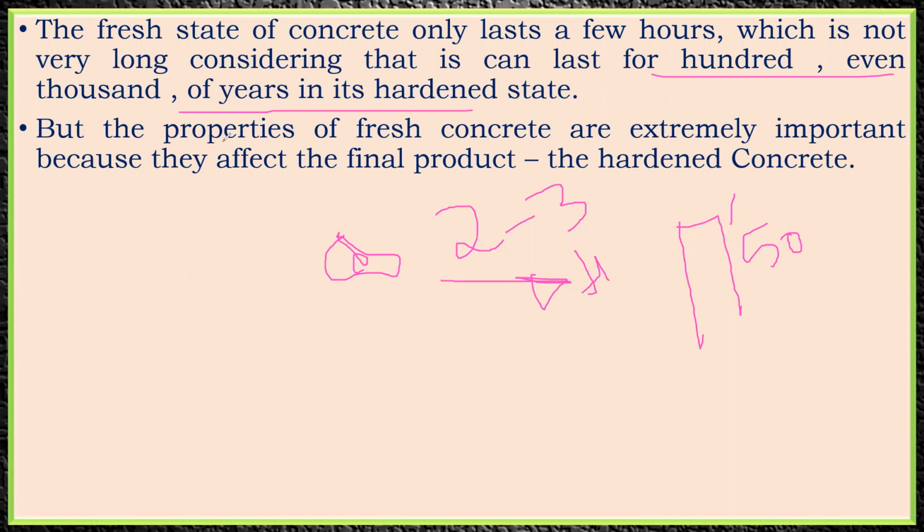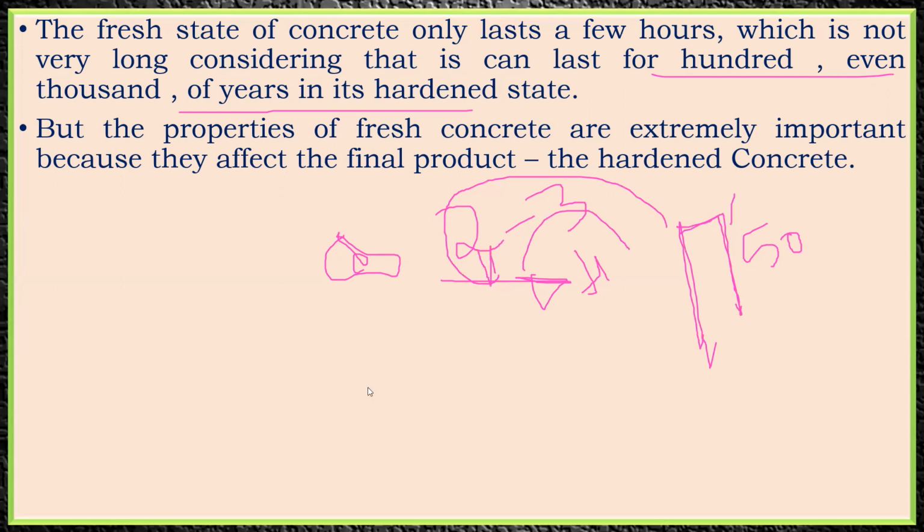The next is that the properties of the fresh concrete are extremely important because they affect the final product. If you want a final product like a building and all, the fresh property is very important. If your concrete is good, if it is workable, if it has enough fluidity, and if there is no segregation and all, only then it can turn into a final product like a building. So that is what you mean by the second point here.